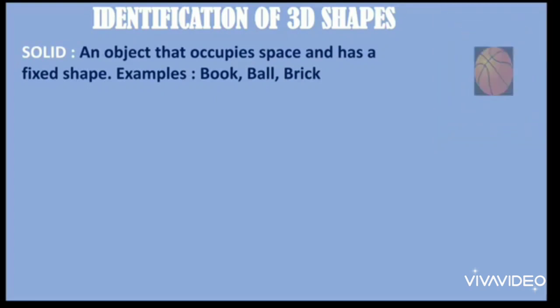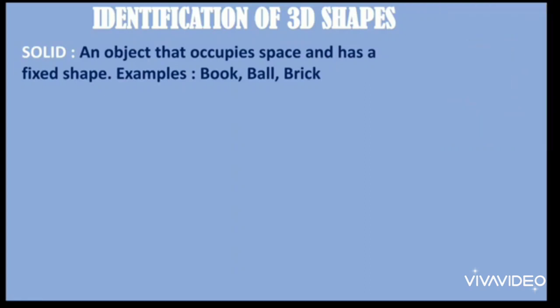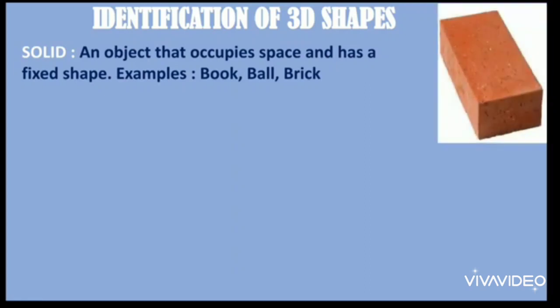Similarly, if we take the example of a ball, which is spherical in shape and also occupies space, therefore a ball is also considered a solid object. Let's take the example of a brick, which is cuboid in shape and also occupies space, therefore it is also a solid object.